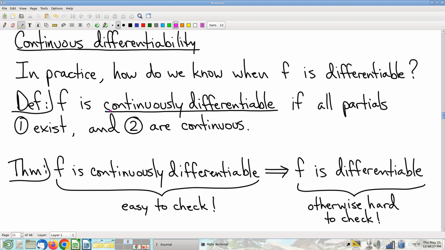What we mean by a function being continuously differentiable. Much simpler to say. Really simple to write down the definition of continuous differentiability. It's all about the partial derivatives. They just need to exist. That's easy. Partial derivatives are super easy to compute. Just write them down, confirm they exist. And then they need to be continuous.